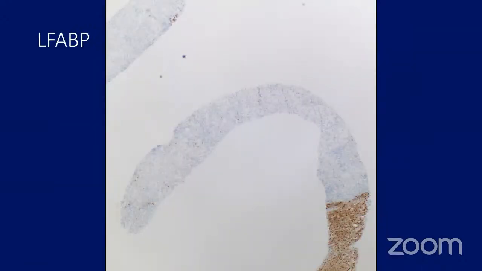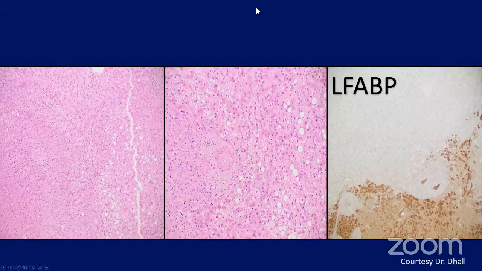And this is what the LFABP immunostain looks like. Here you can see the normal liver would have staining, and it is lost in the lesional cells. So this is an HNF1 alpha mutated adenoma. This is another example of an HNF1 alpha mutated adenoma, and here you can see there are these dystrophic arteries, and this is an adenoma.